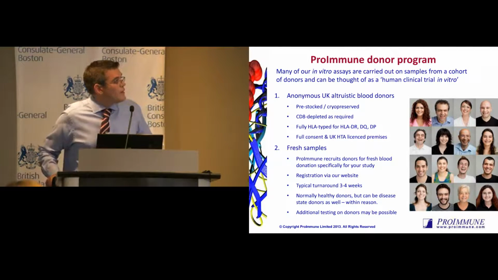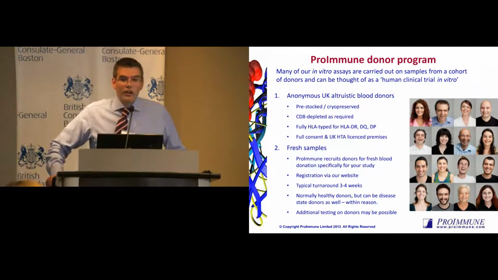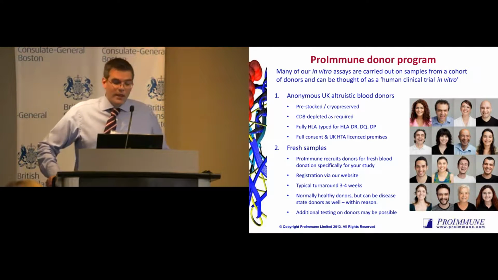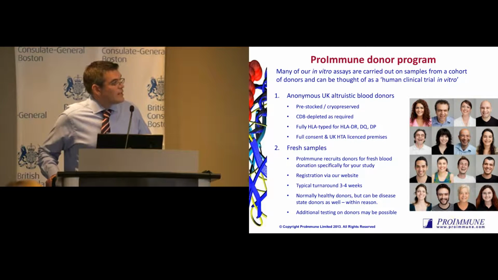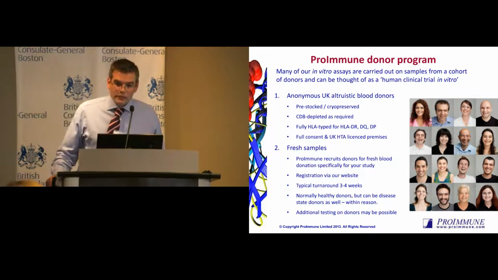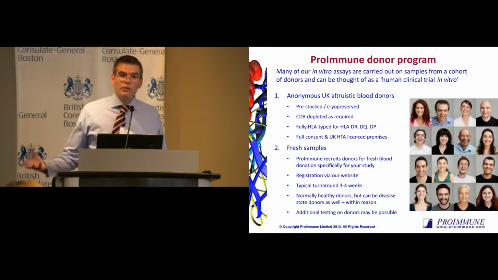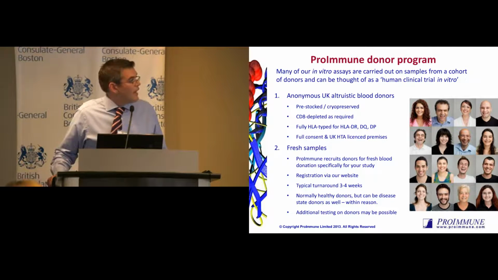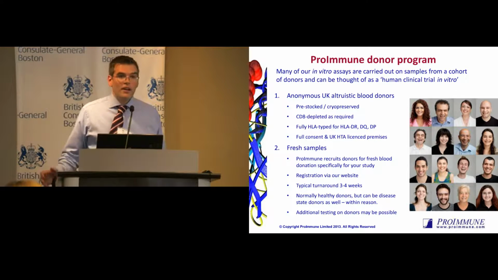Now many of the in vitro assays that we carry out at ProImmune are using panels of healthy donors. So these healthy donors are typically sourced from the UK population, and these are anonymous altruistic blood donors, so we receive cells from those donors, and we fully HLA type them for DR, DP and DQ. These are pre-stocked, so we process them, we cryopreserve them, and then we pull out those donors for the assays. It's a limited supply of each donor because they're just through standard blood donation, so we can't go back to those same donors again and again.